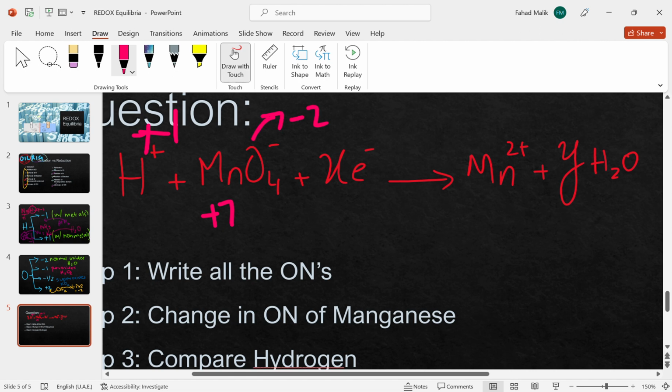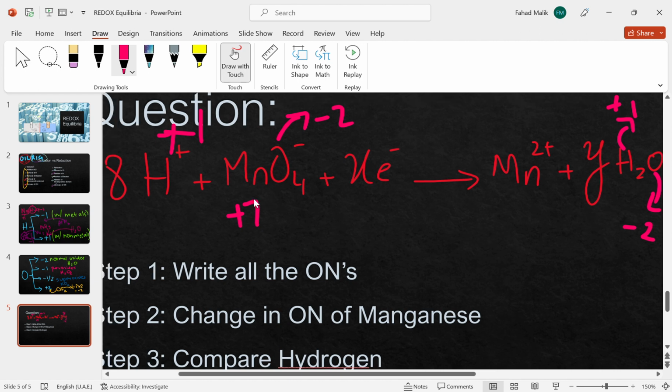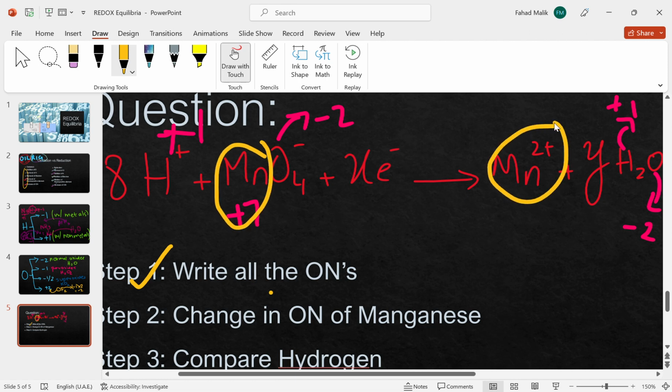Then Mn2+ is +2, and here H2 is +1, O is -2, right? Normal oxide. We have written all our oxidation numbers. Now we're done with step 1. Step 2 is the change in oxidation number of manganese. So let's check the change in oxidation number of manganese. Here it's +7, here it's +2. So we are going from +7 to +2. So what's the change? There's a change of 5.